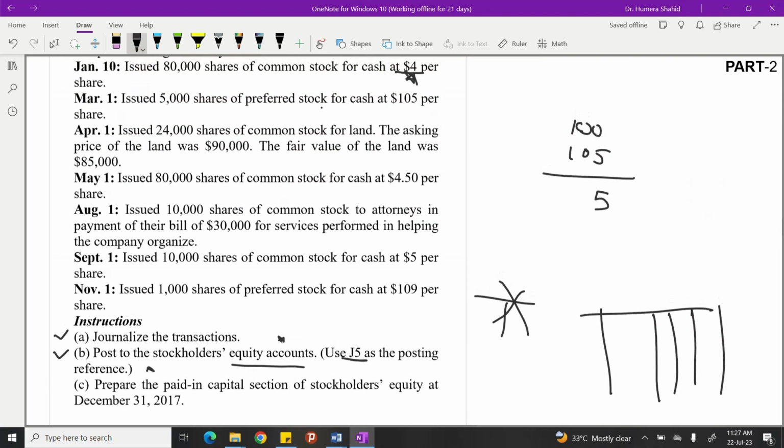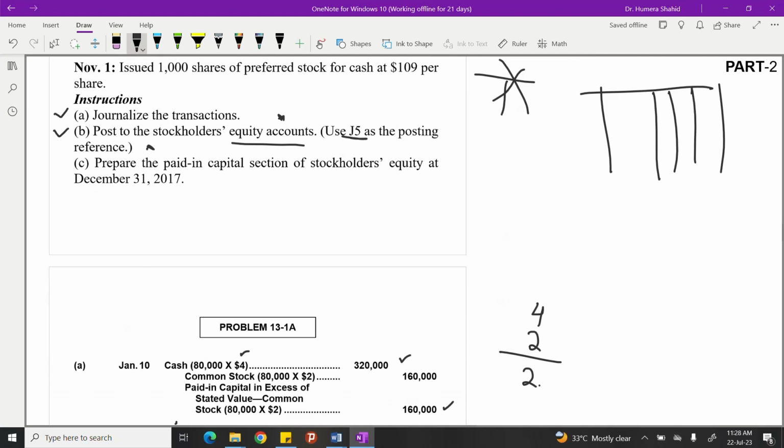The next one is April 1st. Issued 24,000 shares of common stock for land, so you are getting non-cash assets by issuing the stock. The asking price for the land was 90,000. Advertised price and asking price are both negotiable, so they are not the fair value. The fair value of the land was 85,000. Yes, we can record the land at 85,000. Okay, so let's do this.